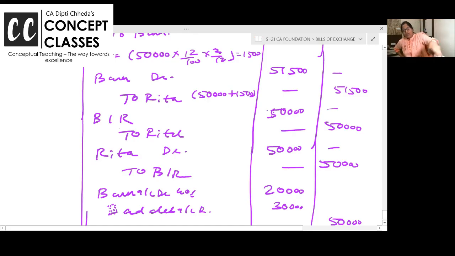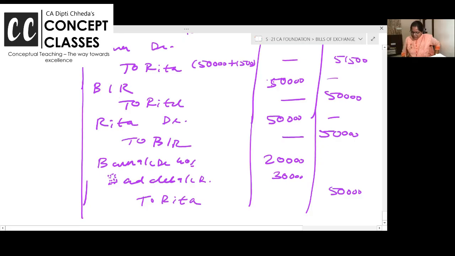Is it clear or not? Tell me. Interest and dishonor concept is clear or not? Interest is in case of the renewal of the bill. And in case of dishonor, there will be bad debt.